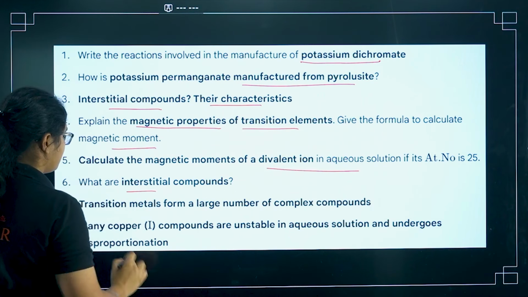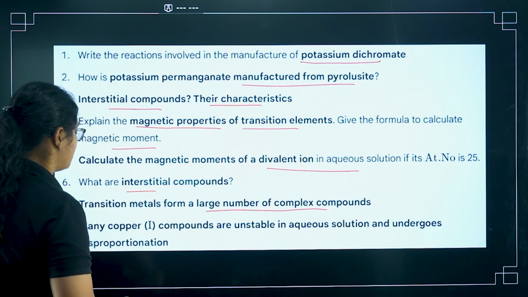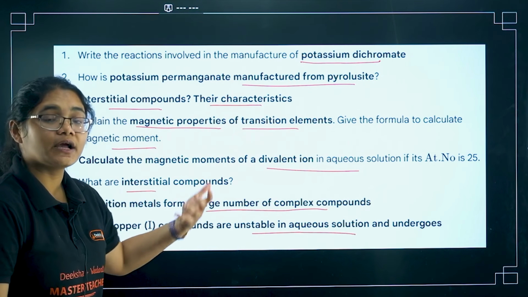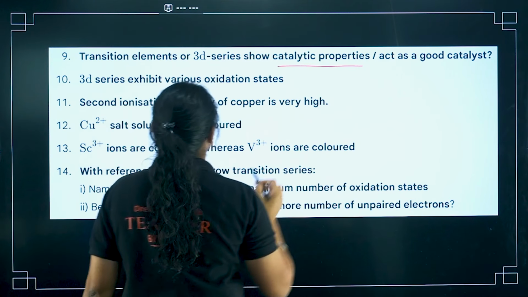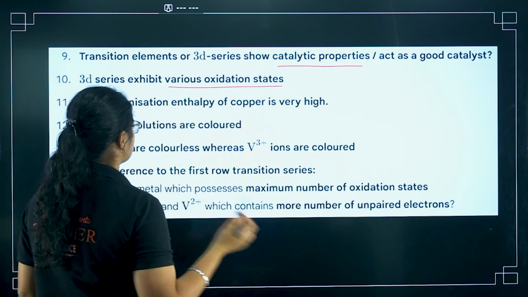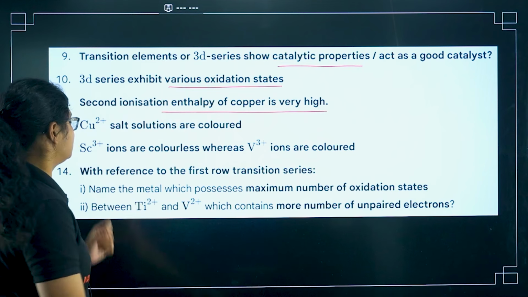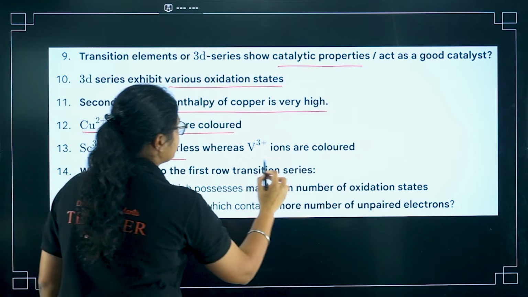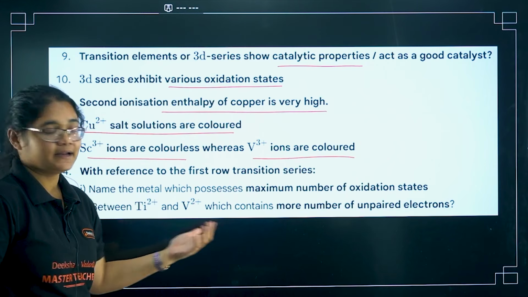Again, interstitial compounds, why transition elements form complex compounds, then why copper compounds are unstable in aqueous solution, how they undergo disproportionation reaction. Next, you have catalytic property questions, then why they exhibit various oxidation states. Second, the ionization enthalpy of copper is very high. What is the reason for that? Cu2+ solutions are colored, Sc3+ are colorless, V3+ ions are colored. So it is basically because of unpaired electrons.